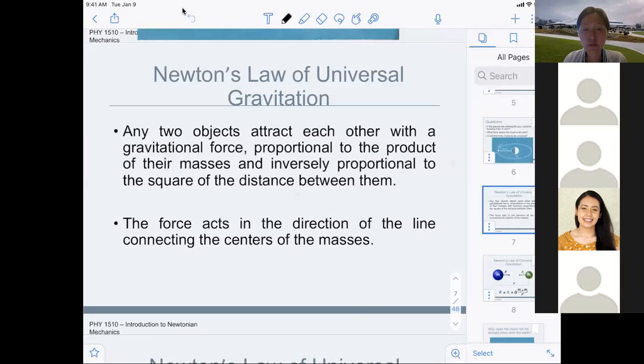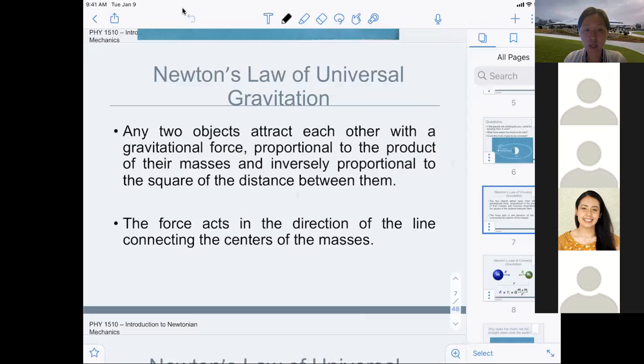And that force is proportional to the product of the masses. So if you're evaluating the force between the moon and Earth, this force is proportional to the mass of the moon times the mass of the Earth. If you're looking at the force between you and the Earth, the force is proportional to the mass of you and the mass of the Earth. And that's inversely proportional to the square of the distance between them.